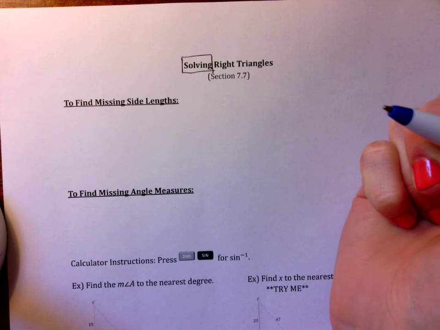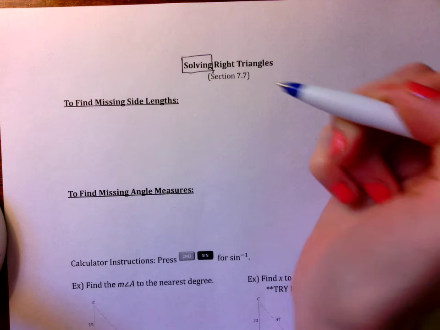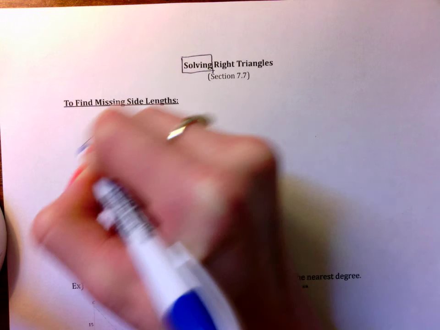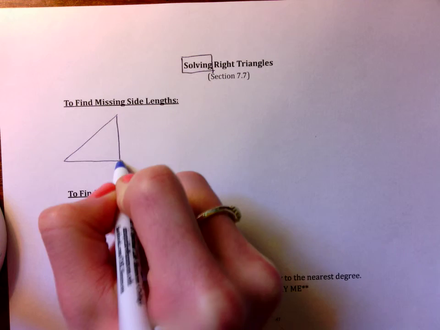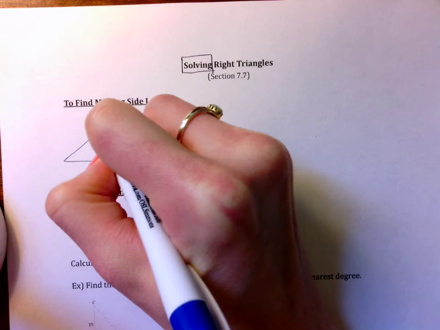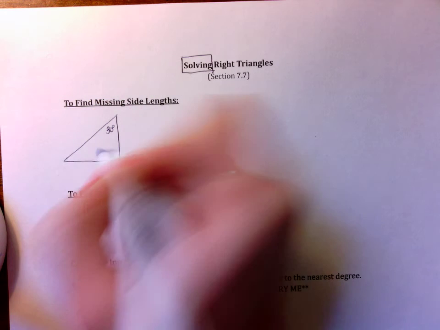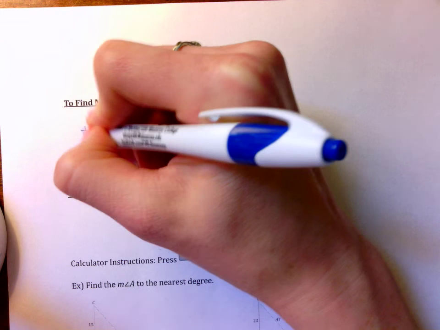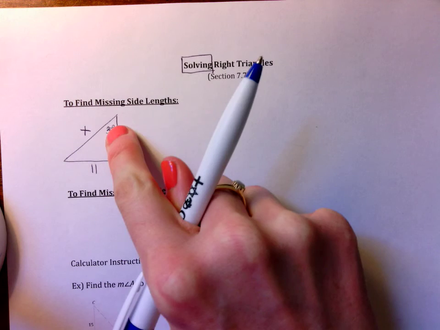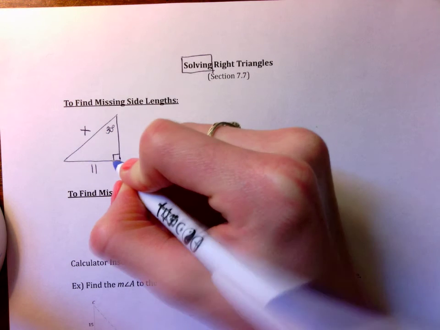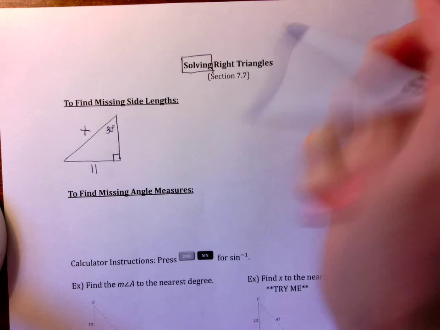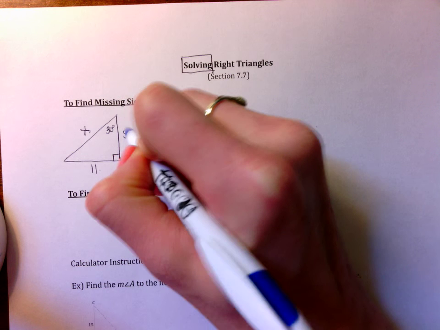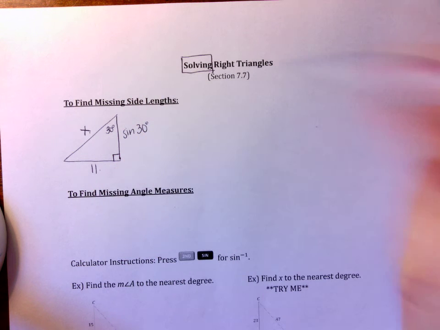Right now, let's talk about missing side lengths. We saw in the last set of notes that if you're missing a side, but you have an angle, let's say this is 30 degrees, we have 11, and we want to know how long this side is, we can do that using, well, this is opposite over hypotenuse. We could do that using a sine of 30 degrees.